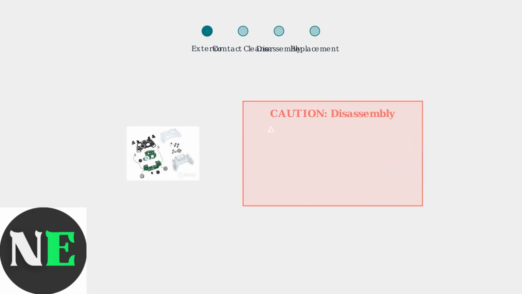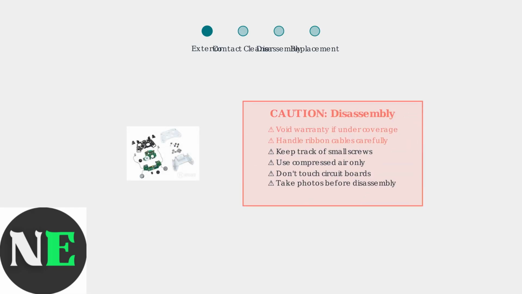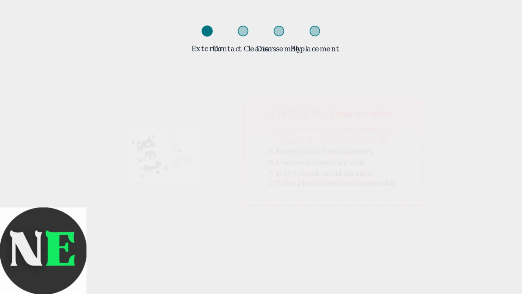If external cleaning doesn't work, disassembly may be required. This allows you to clean internal contacts with compressed air. However, exercise extreme caution with small components and ribbon cables, as they can be easily damaged.